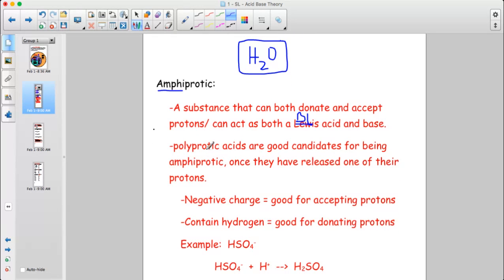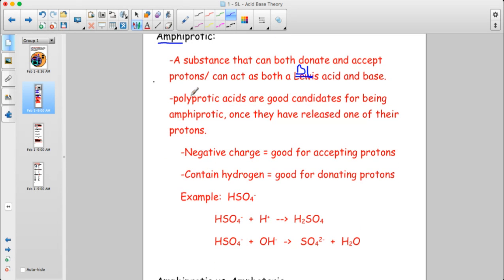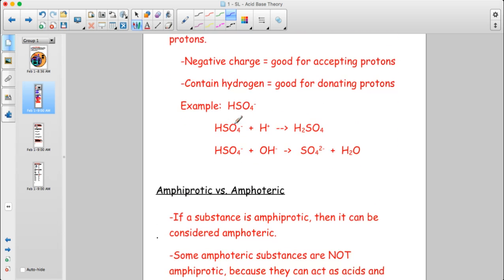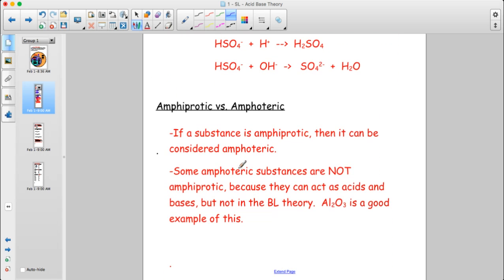So polyprotic acids are going to be good candidates for being amphiprotic once they have released one of their protons. And we'll come back to this point about polyprotic acids in a later video. There's one other term that could be used to describe this. So we just used the term amphiprotic. We can also use the term amphoteric.